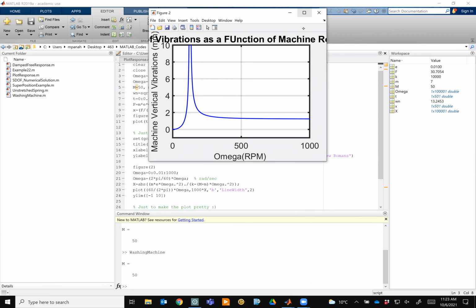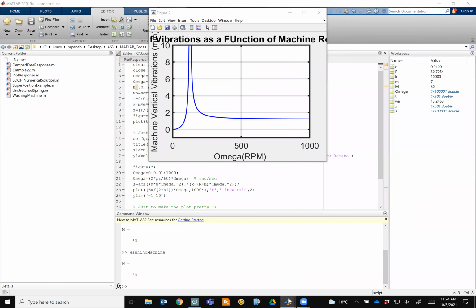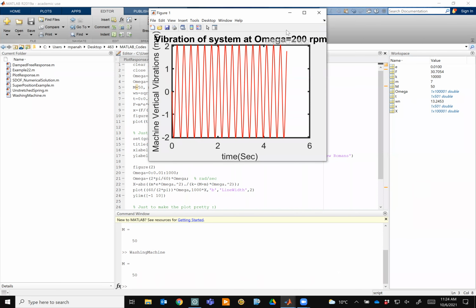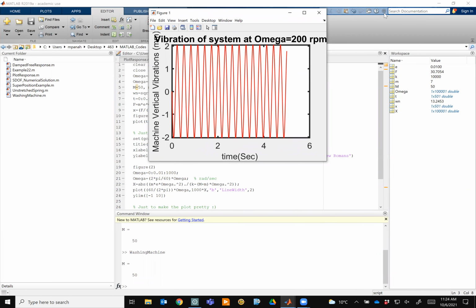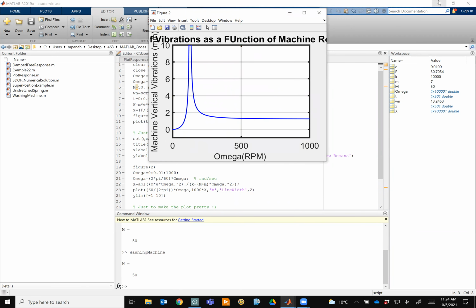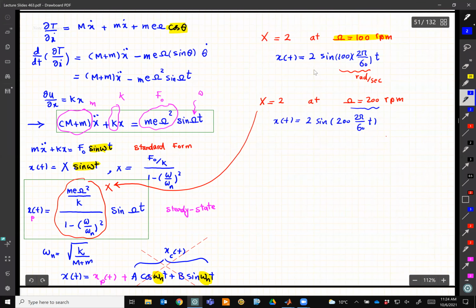So again, see, when I change omega, this graph obviously is still the same because it is for the range of omega from 0 to 1000. But this is my response. The amplitude is 2. You see the frequency change. It is a higher frequency, almost double. But I'll let you try this MATLAB code later with different omega and see how it looks.